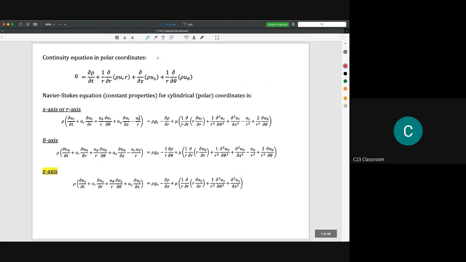This is the continuity equation for polar coordinates, and this is the Navier-Stokes equation for cylindrical coordinates. I always use it as polar coordinates. Compared with the Cartesian coordinates, the Navier-Stokes equation for polar coordinates is quite complex. So I will give you the equation in the final exam if necessary.